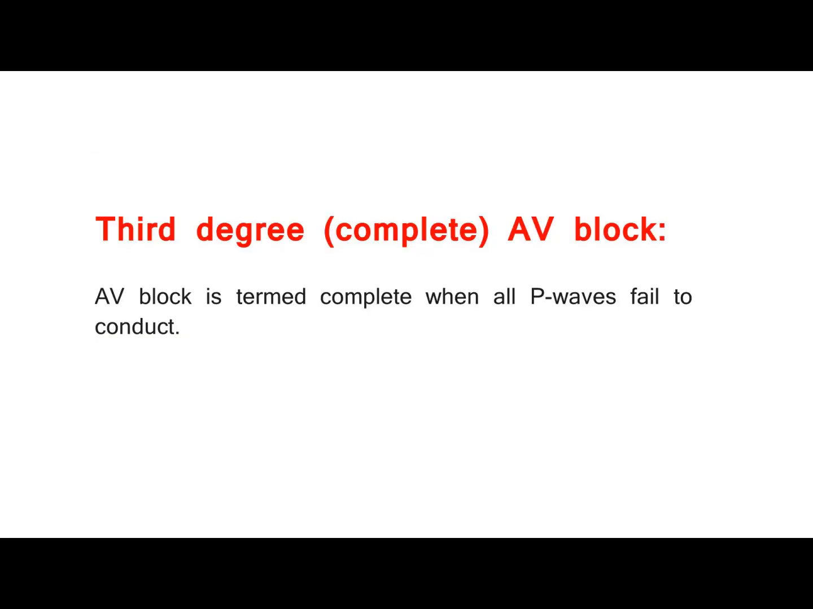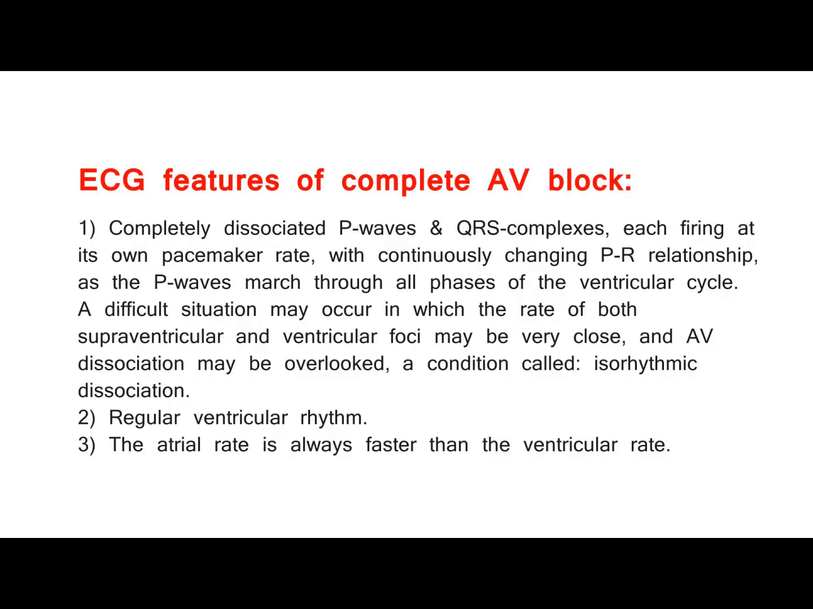Third degree, complete, AV block. AV block is termed complete when all P waves fail to conduct. ECG features of complete AV block. 1. Completely dissociated P waves and QRS complexes, each firing at its own pacemaker rate, with continuously changing PR relationship, as the P waves march through all phases of the ventricular cycle.